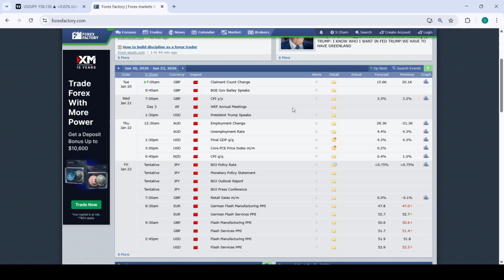On Friday, we're also going to have the BOJ, Bank of Japan's policy rate or monetary policy statement, and then we're going to have the GBP retail sales and then Euro flash manufacturing PMIs for the various currencies, as in, I think Euro, GBP, and USD later on Friday. So let's see what we have for this week.